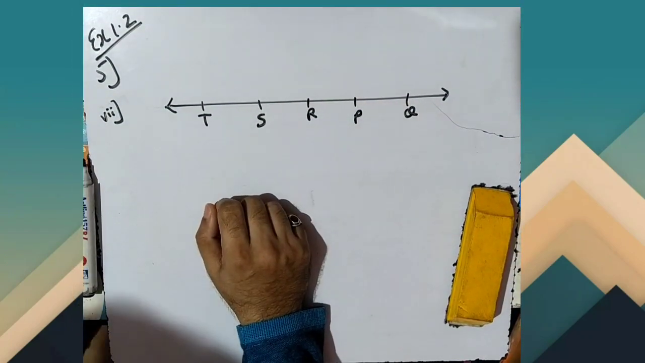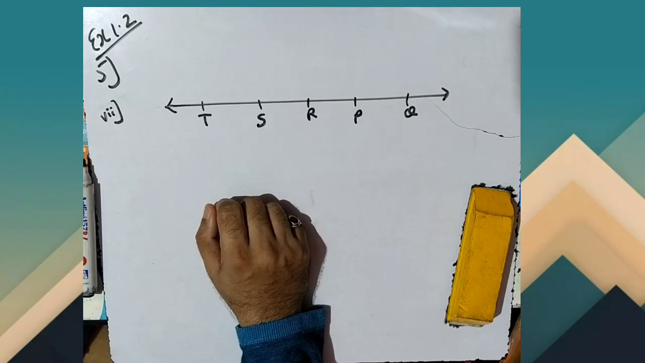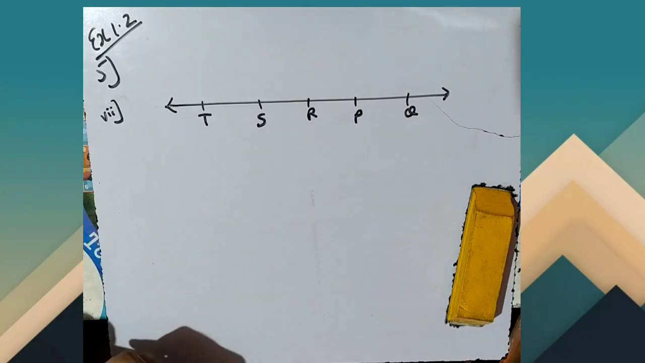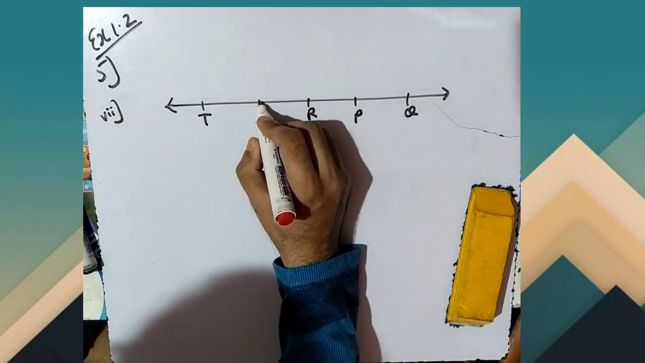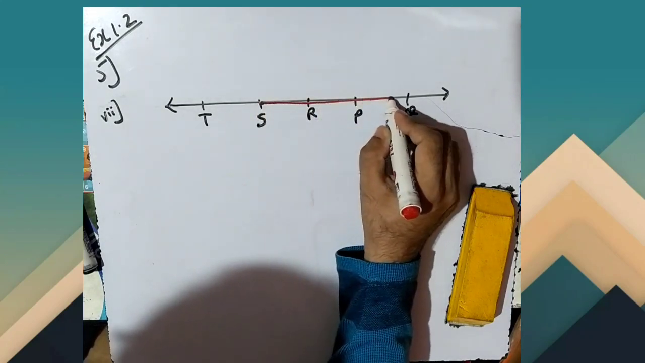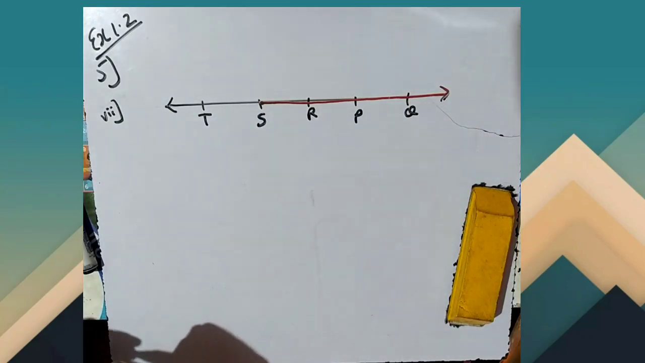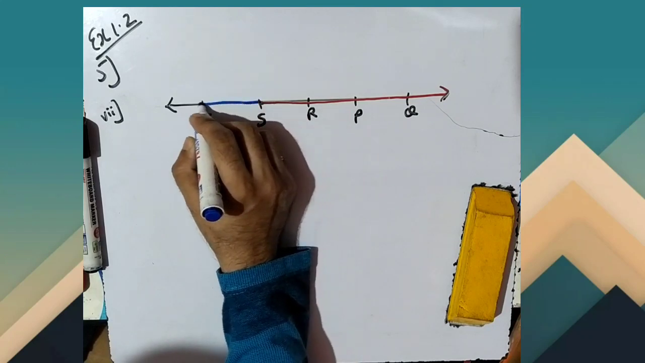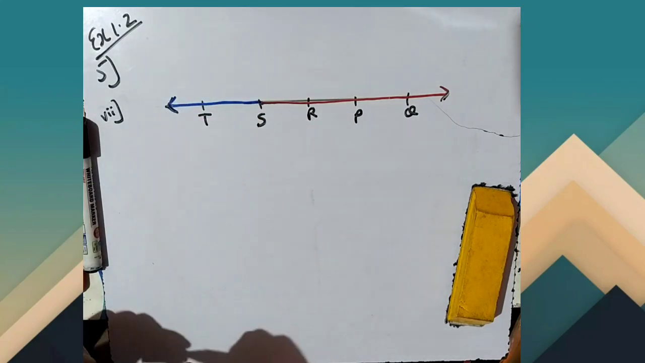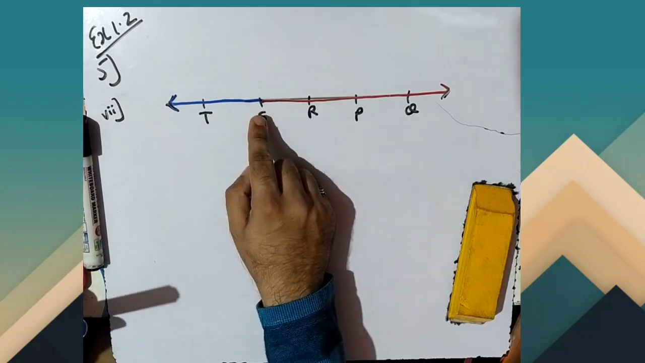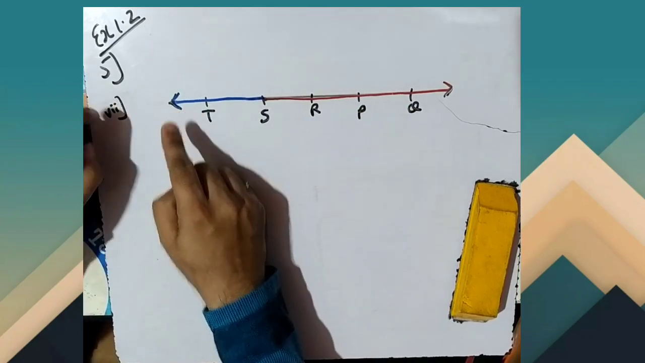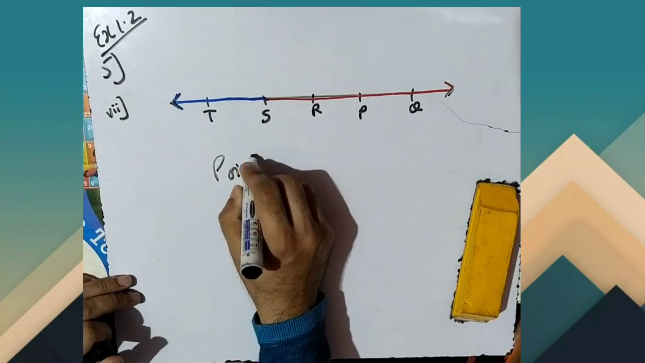Seventh question, they are asking us to write the intersection of ray SP and ray ST. Intersection means common. Ray SP starts from point S and goes towards the direction of P. And ray ST starts from point S and goes towards the direction of point T. So the intersection, that means the common part of ray SP and ray ST, is point S.